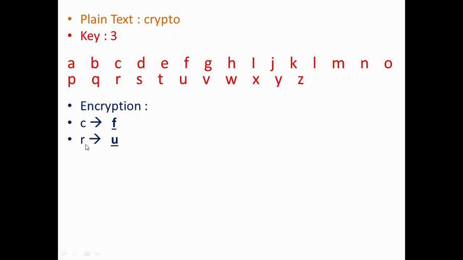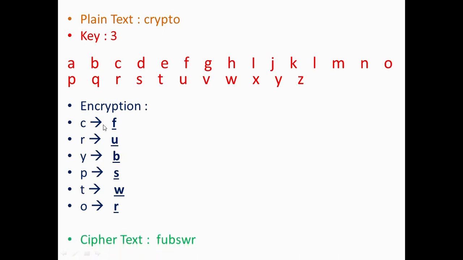Then the next letter is R. The third letter after R: S, T, and U. So R will be replaced by U. Then Y. The third letter after Y: Z, then you go back to the first letter A and then B. So Y will be replaced by B. Similarly, P will be replaced by S, T will be replaced by W, and O will be replaced by R. So for the plain text crypto, we get the cipher text FUBSWR.